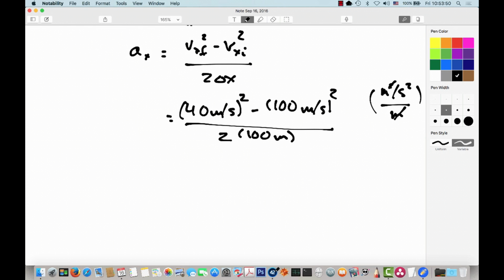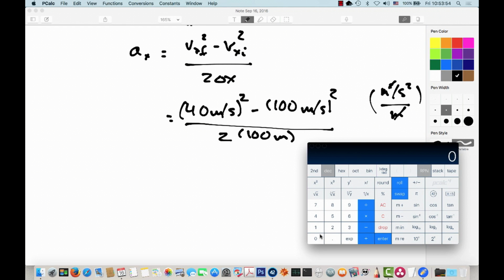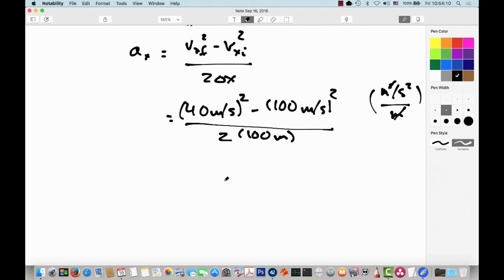Let's go ahead and get the number. So 40 squared, 100 squared minus, 2 divide, 100 divide. Okay, negative 42. All right, so we get negative 42 meters per second squared. All right, so let's review. The units check. That's good. We had an acceleration, and we got the right units for acceleration.